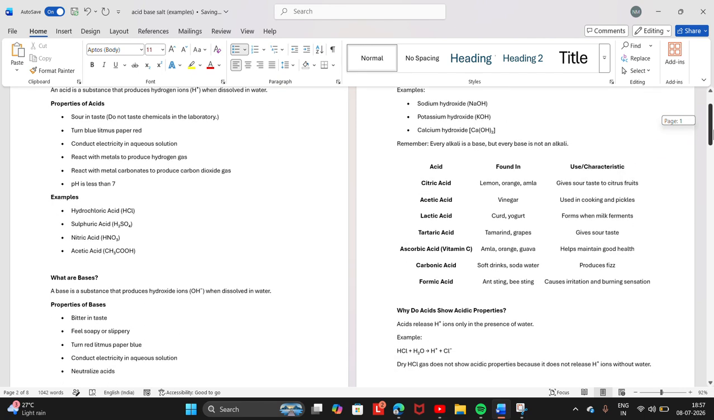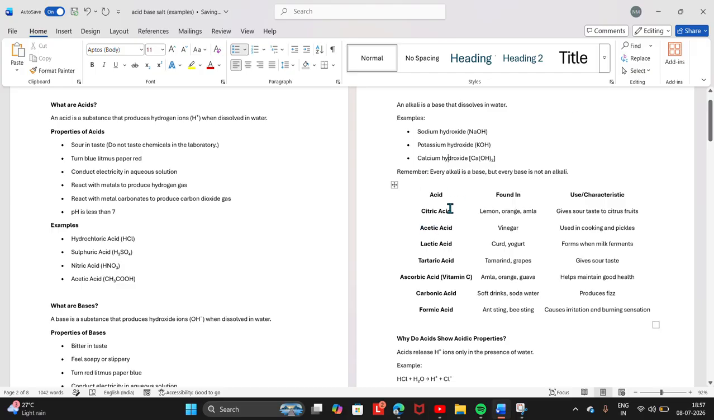So I have given here some common examples of natural acids which are found in natural substances. Citric acid is found in lemon, acetic acid is found in vinegar, lactic acid is found in curd and yogurt, tartaric acid in tamarind and grapes, and then we had ascorbic acid present in amla, orange and grapes, carbonic acid in our soft drinks, and formic acid which is present in ant sting and bee sting. So you remember when you get stung by a bee or ant, you feel irritation. It is because they have formic acid in their sting, right?